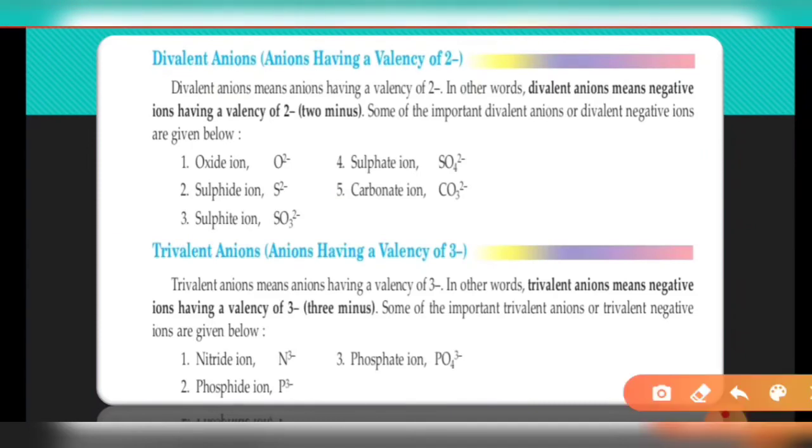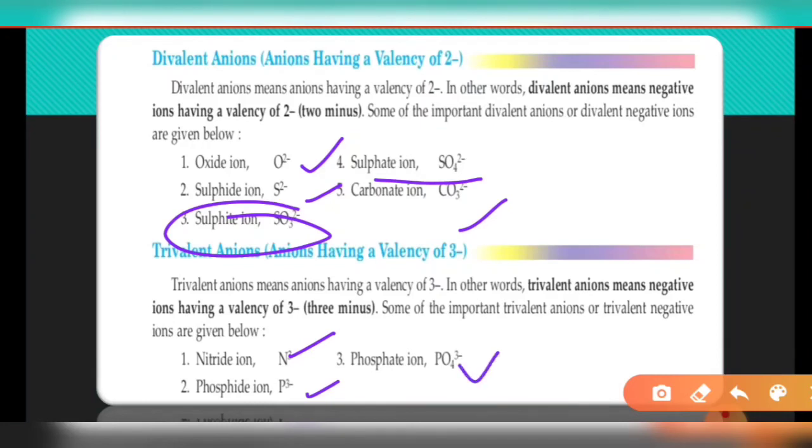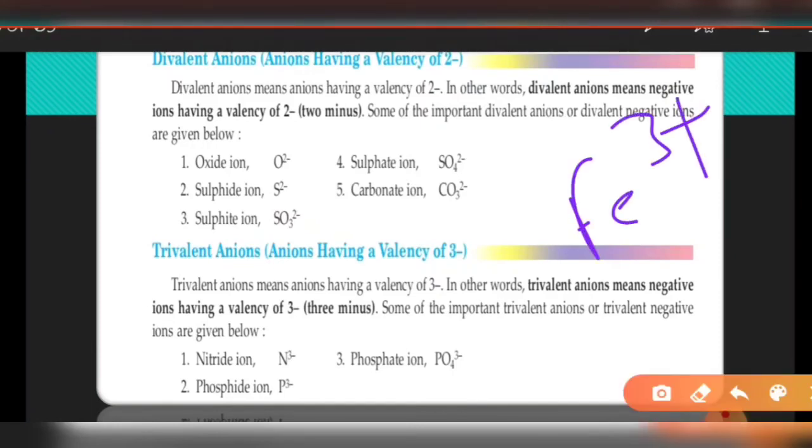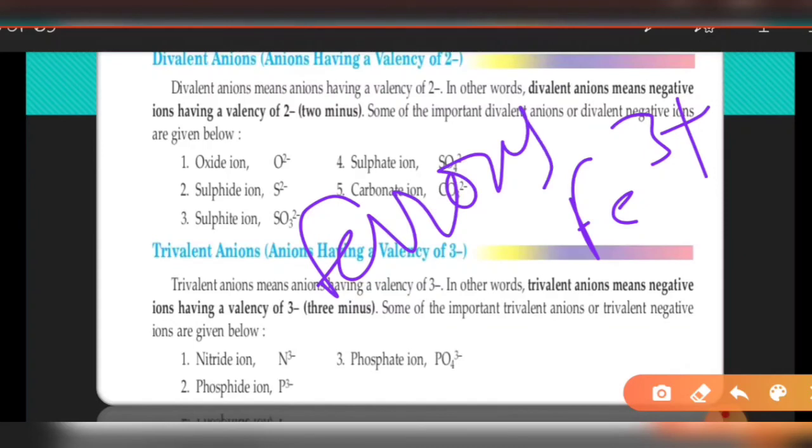Now divalent anions: these are oxide ion 2-, sulfide ion 2-, sulfite ion, which is a polyatomic ion, SO3 2-, sulfate ion SO4 2-, carbonate ion CO3 2-. Similarly, trivalent: nitride ion N3-, phosphide ion P3-, phosphate ion PO4 3-. Similarly, we have the trivalent cation also, that is aluminium Al3+, and Fe also, ferric ion, that is Fe3+. Ferrous, if we write ferrous and we need to show it, we'll write the valency in brackets to show its valency.